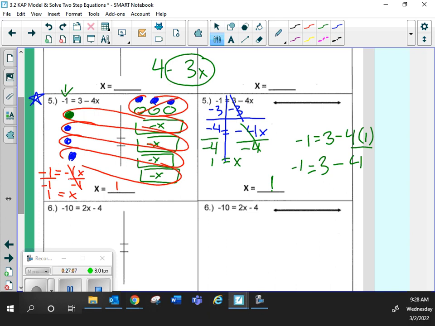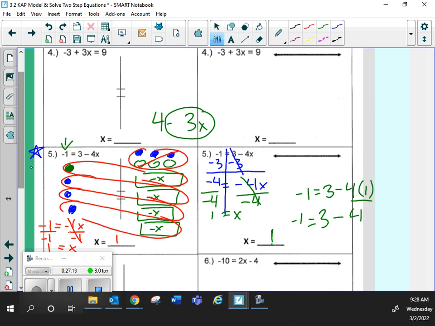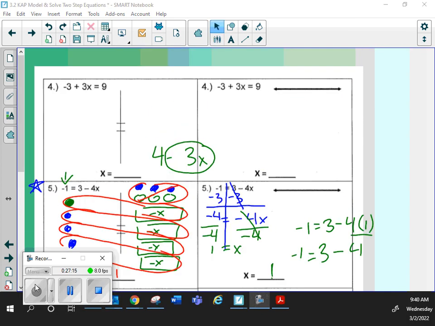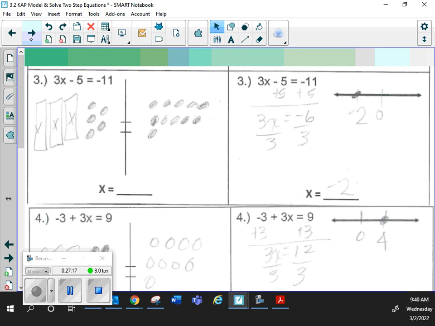Okay, that was a little spicy. What I want you to do, take a few minutes to do the rest of these problems. We'll come back and check. Okay, here we go with answers. On that front page, we had done number 3. If you notice, to get rid of these negatives, you should have added 5 positives, and you did the same thing on this side.